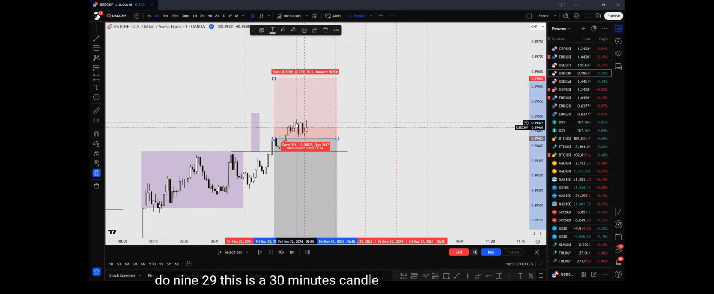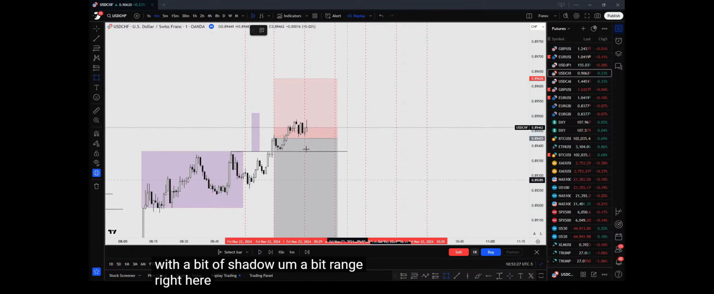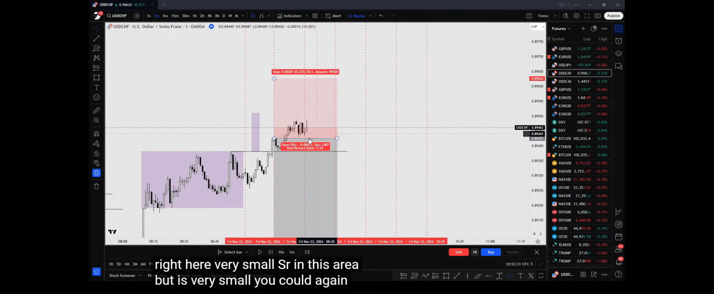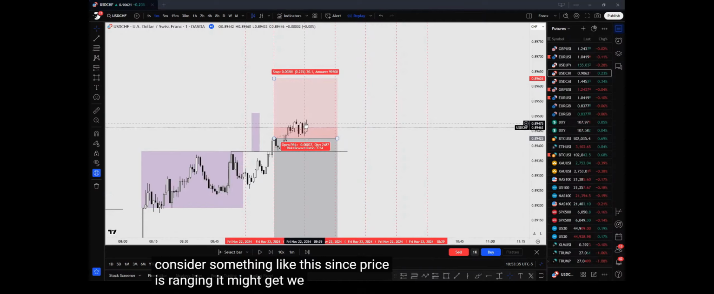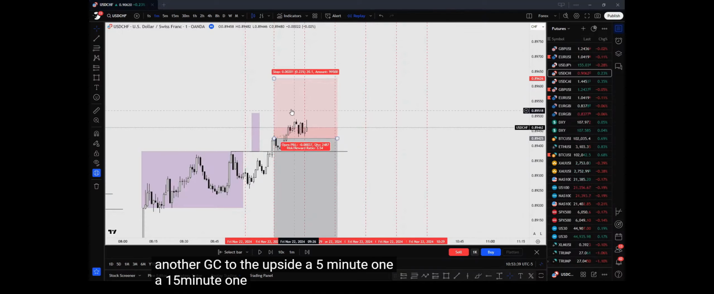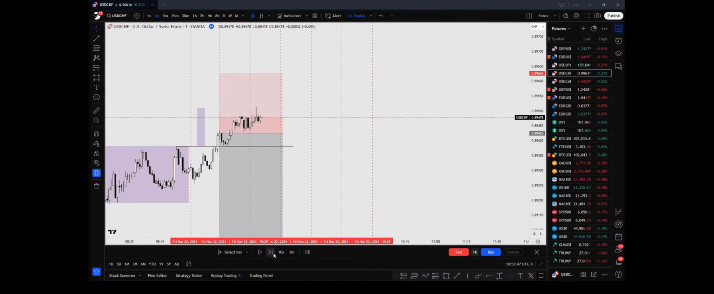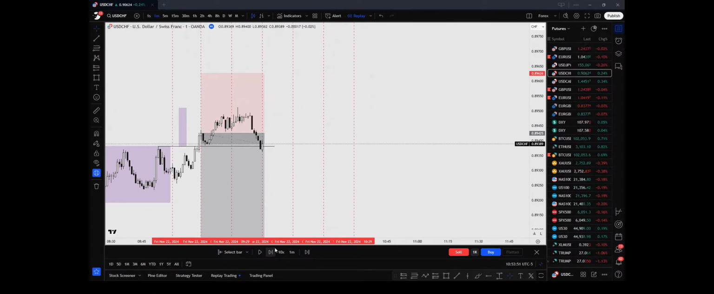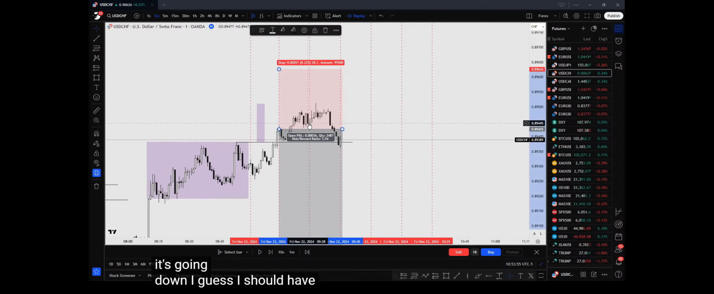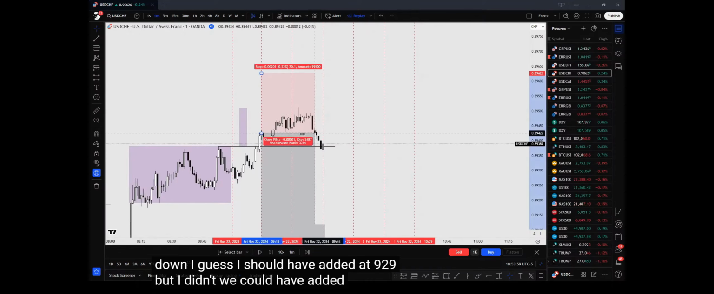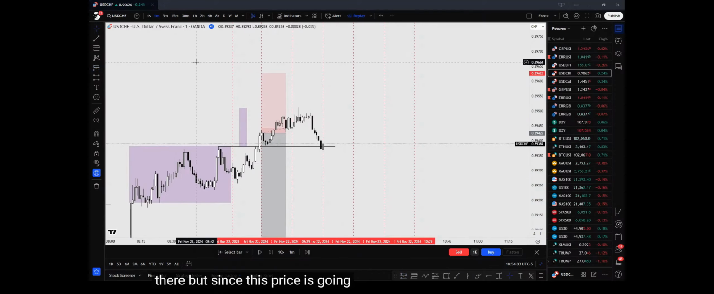9.29. This is a 30-minute candle with a bit of shadow, a bit of range right here. Very small SR in this area, but it's very small. You could again consider something like this. Since price is ranging, we might get another GC to the upside, a 5-minute one, a 15-minute one, even a 1-minute one, and then you can add to the position or enter the position. It's going down. I guess I should have added at 9.29, but I didn't. We could have added there. But since the price is going down, that's fine. I'm not going to touch it.